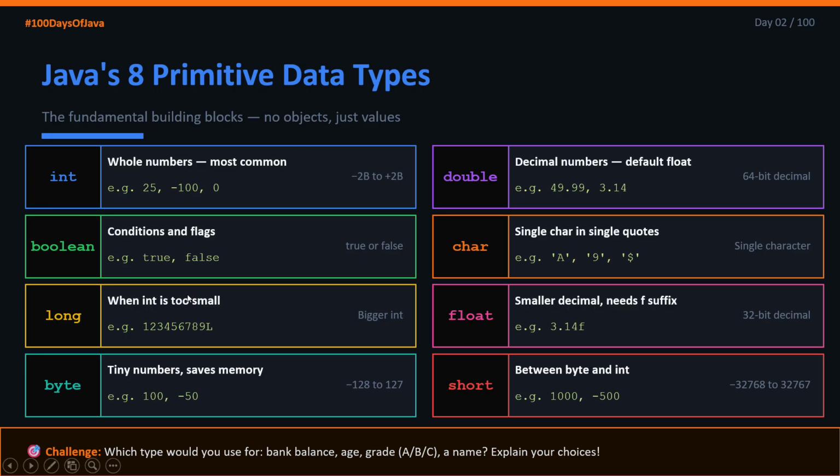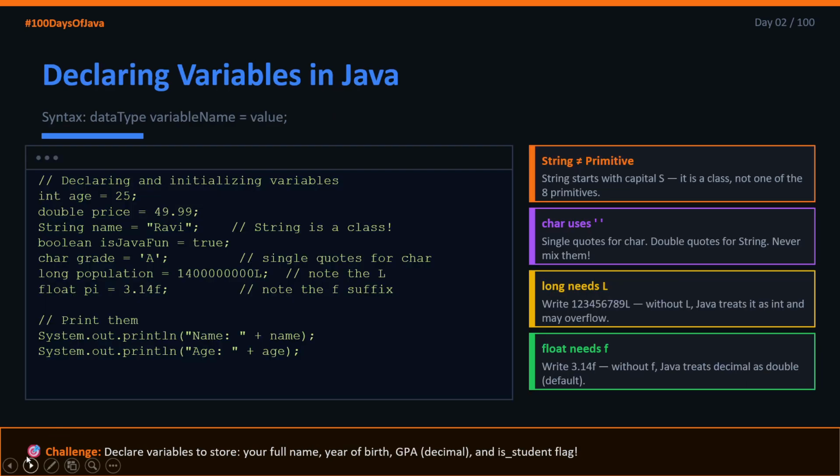Now we have to discuss declaring variables in Java. Now let's look at the syntax for declaring variables. The format is always data type, variable name, value. Here we have int age equals 25. Int is the data type, age is the variable name, 25 is the value.